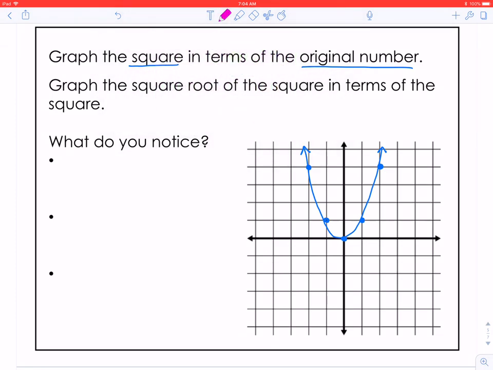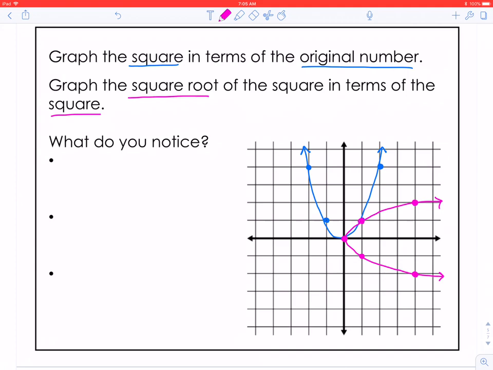Okay, now if we were going to undo that, we would have our square root in terms of the square. And so let's choose some of our square roots in terms of our square. So going back to your table, the square root of 4, that will fit on our grid here. The square root of 4 was plus or minus 2. And the square root of 1 was plus or minus 1. And the square root of 0, still 0. And so that gives us a relationship between our square root and our square.